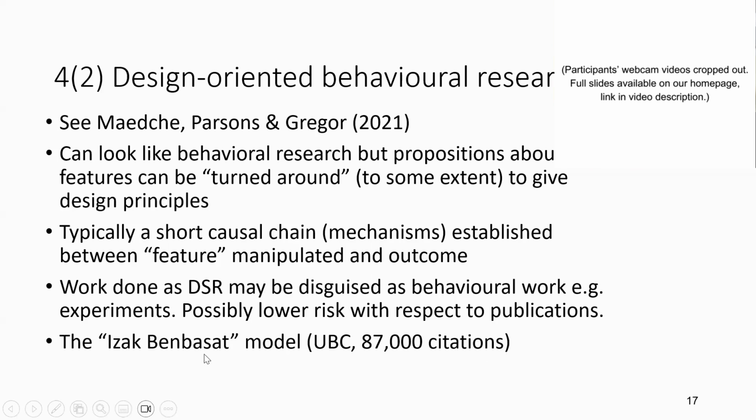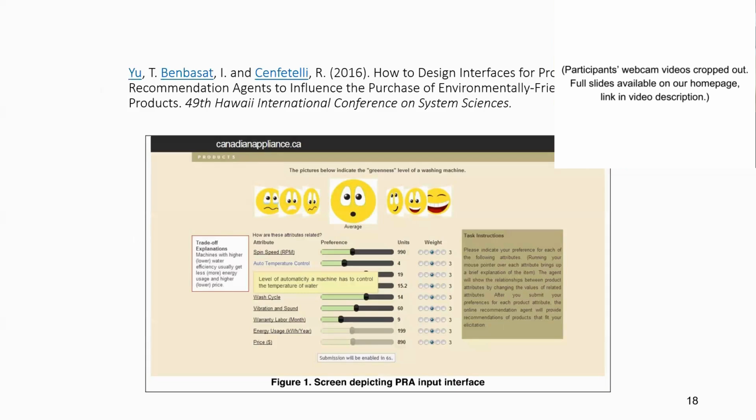Isaac Benbasat uses this approach. He wouldn't normally call himself a design science researcher, but his students and he have certainly produced work that adds to design knowledge. And you can see Isaac has got an incredible number of citations for what he's done. So that's one example of one of their papers. They would have called that an experimental vehicle, but they've still built something that you can get design ideas from: how to design interfaces for product recommendation agents.